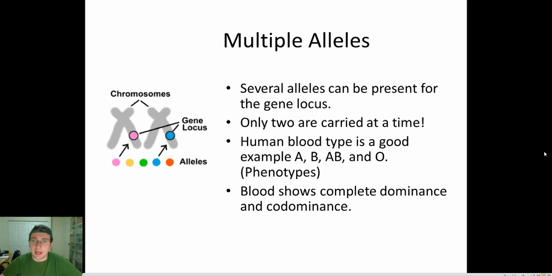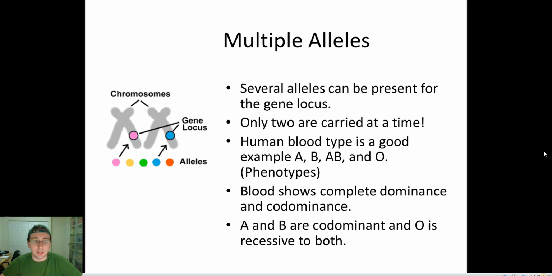That means A blood types and B blood types always dominate over O blood types. Okay, so the A allele and the B allele dominate over the O. But if you have the A and the B at the same time, they co-dominate and show up at the same time. Remember that we talked about that when we did Mendelian genetics. Alright, so A and B are co-dominant and the O is recessive to both.